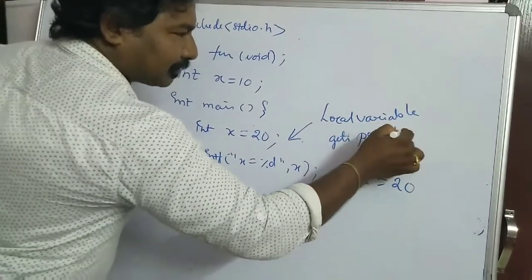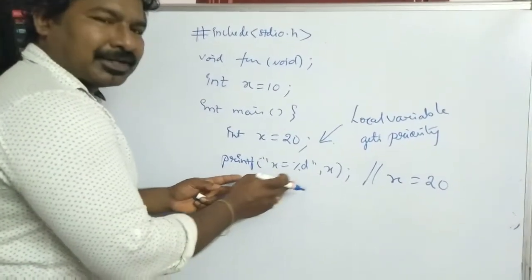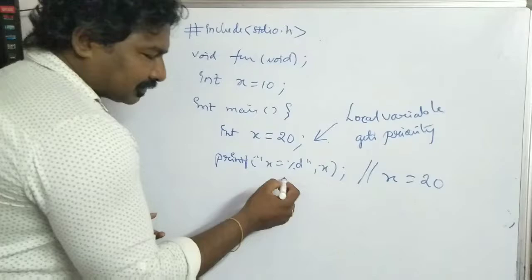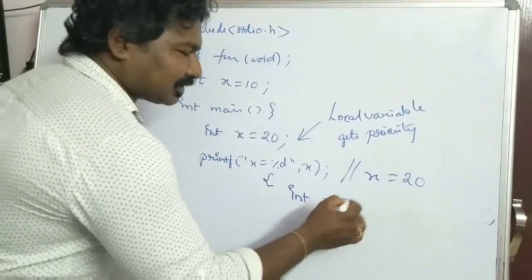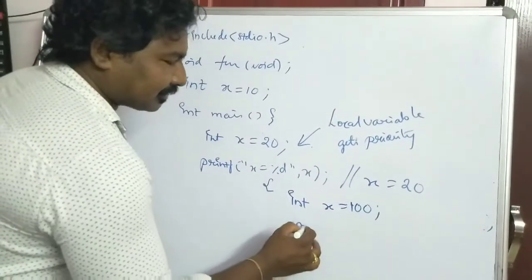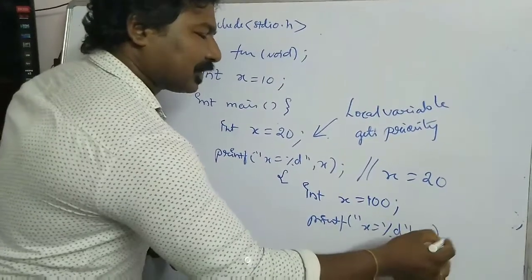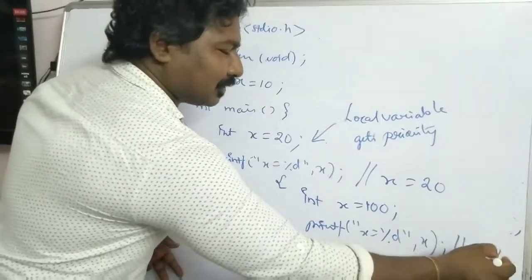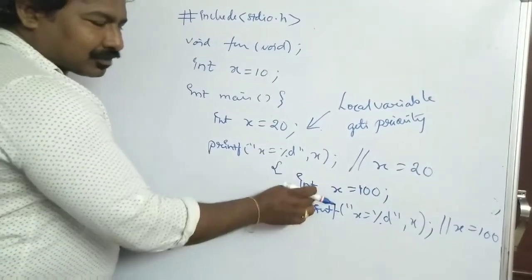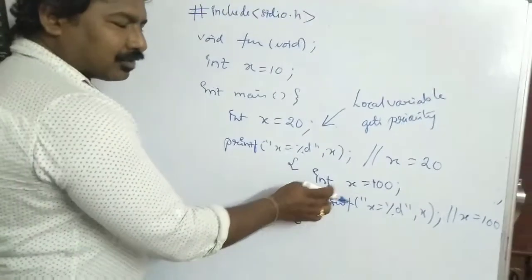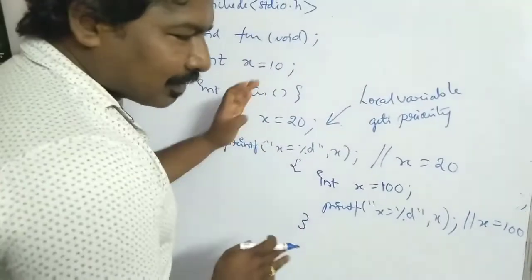Okay, remember friends, when you are having the same name for the local variable and global variable, always priority will be given to the local variable. Okay, so I'm creating another block where again I am creating the same x variable with some 100, and I try to see what is my value, printf. Now x is a %d, x value. So this line will print x equals to 100 because this particular x is local to the block here. So you'll get the 100, not 20, not 10. So always the preference will be given to the local variables.